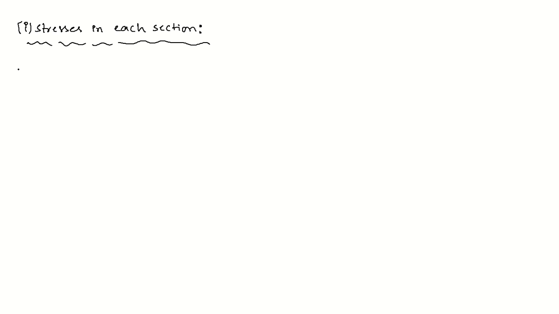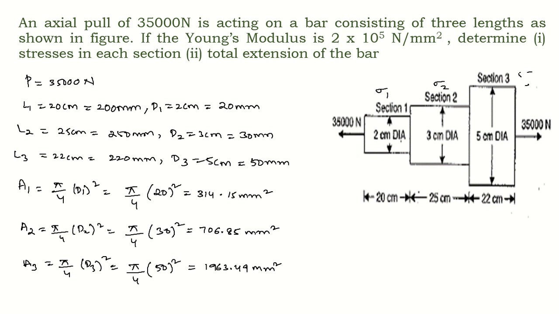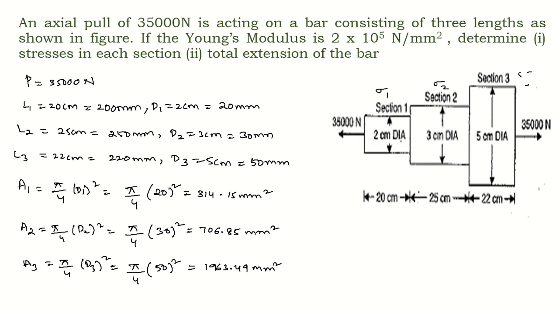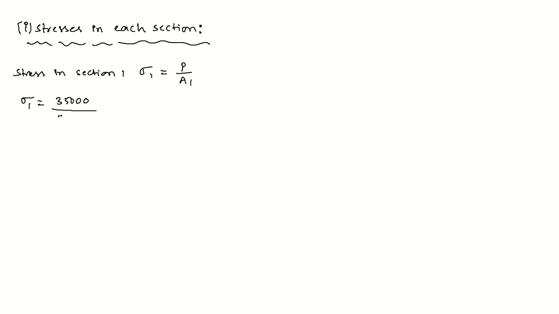So from here, stress in section 1, sigma 1, will be equal to P by A1. Why did I write P only? Because you can see in the entire figure there is only one tensile load, which is P. The area is different, so that's why I wrote P by A1. If P1 is also different, you should write P1 by A1. So finally, what is sigma 1 equal to? P is 35,000 by, what was A1? 314.15.